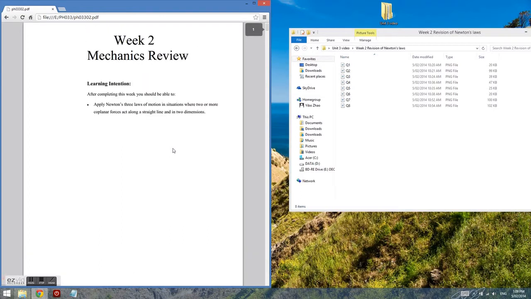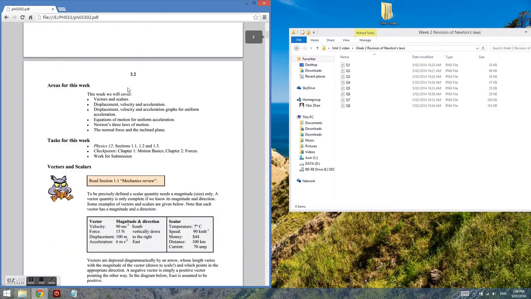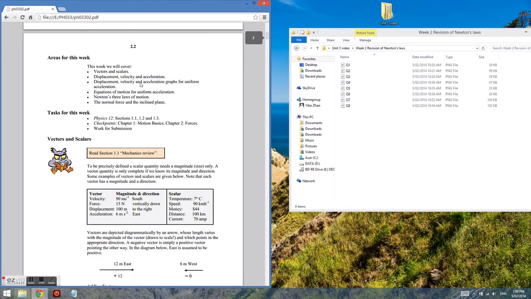Now, if you go to your page 2.2 on your notes, the task for this week is your textbook question 1.1, 1.2, and 1.3. The answers are in your distance education notes. Also you have to do your checkpoints question, chapter 1 and chapter 2. Those knowledges should be learned in year 11, so make sure you can do them.